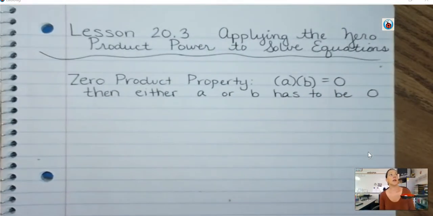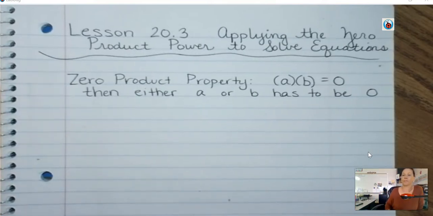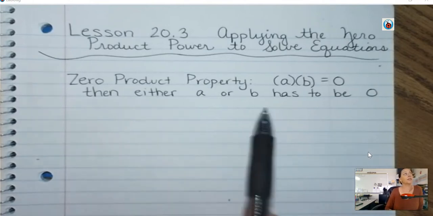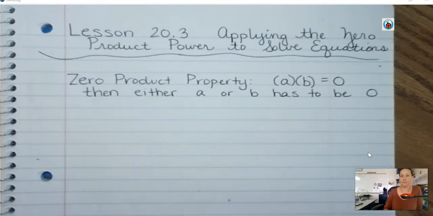The zero product property states that anything times 0 is 0. So if I have A times B equals 0, that means one of those has to be 0, A or B. So we're going to use this to help us solve quadratics today.